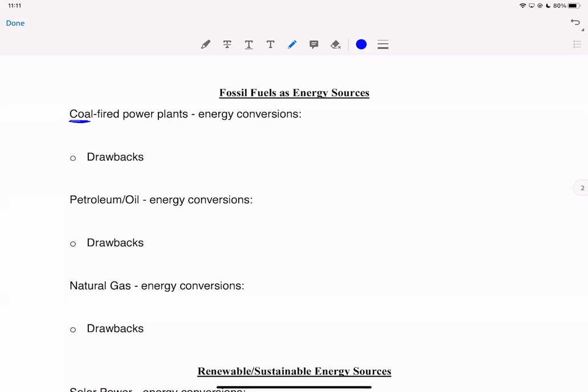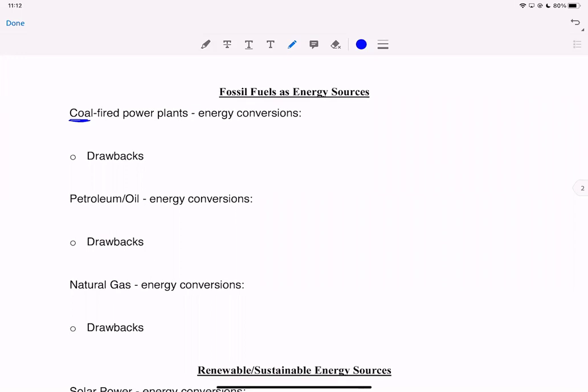Coal is typically the main energy source for those types of factories. And so what are the energy conversions in a nutshell that we looked at in the last video? Coal is a chemical reaction, and so that's chemical energy. You get chemical energy from the combustion, from the burning of coal. And then this chemical energy becomes heat.